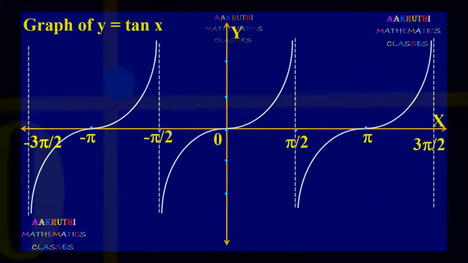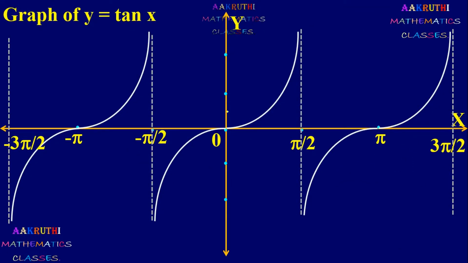So next it is the graph of y equal to tan x. So here to draw the graph of y equal to tan x, we draw dotted lines like this where tan x is not defined. So we know that tan is not defined at 90 degree, 270 degree, minus 90 degree and at minus 270 degree. We draw dotted lines like this.